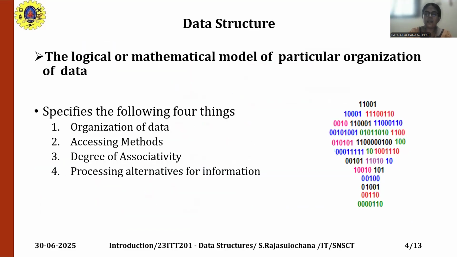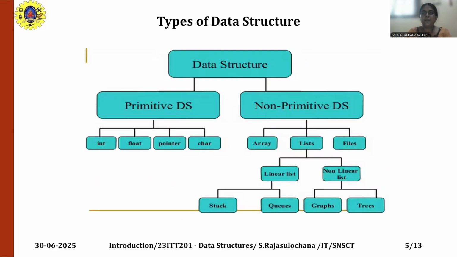Now we will see what is data structure. This is a basic definition of data structure. It is defined as a logical or mathematical model for organizing the given data. It also specifies other things like organizing the data, its own degree of associativity, various accessing methods, and processing alternatives for a given information. Primarily, data structure is classified into two types: one is primitive data structure and the other is non-primitive data structure.